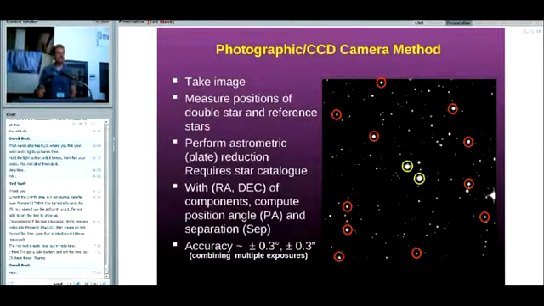The photographic and CCD methods of measuring the position angle of double stars involve, number one, you take an image, then you measure the positions of the double stars in the center with the yellow circles, and also reference stars with the red circles. You perform an astrometric reduction using the red stars as your coordinate system, which you need a star catalog. You compute the right ascension and declination of the components, and from there you compute the position angle and separation. Accuracy of this method is very good, typically on the order of 3/10 of a degree in position angle and 3/10 of an arc second in separation. That's with multiple images. Next slide, please.